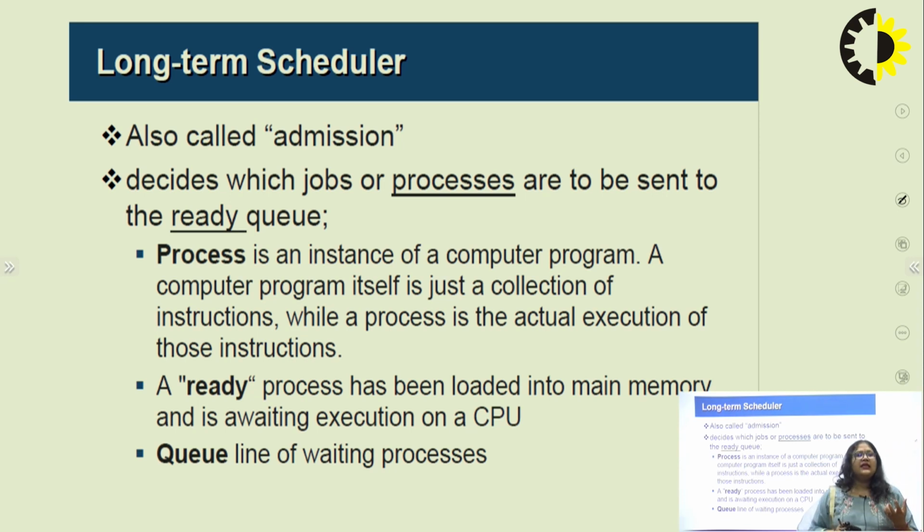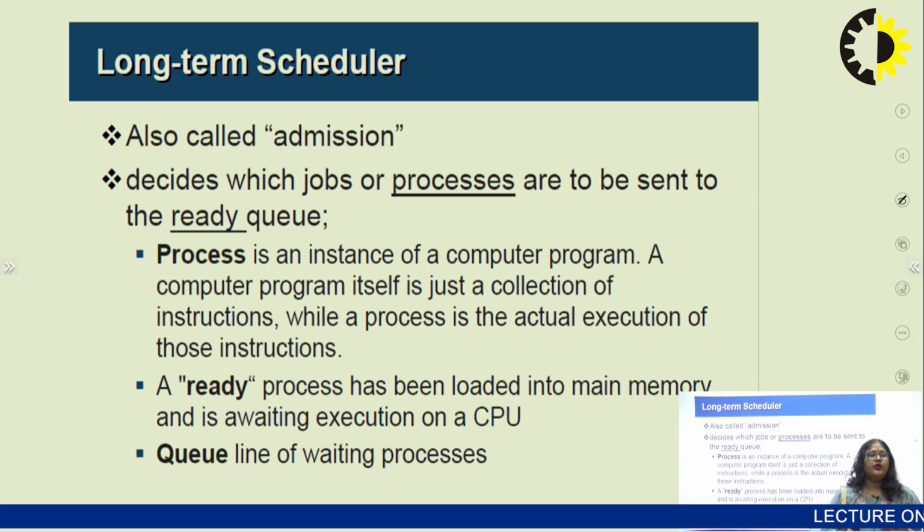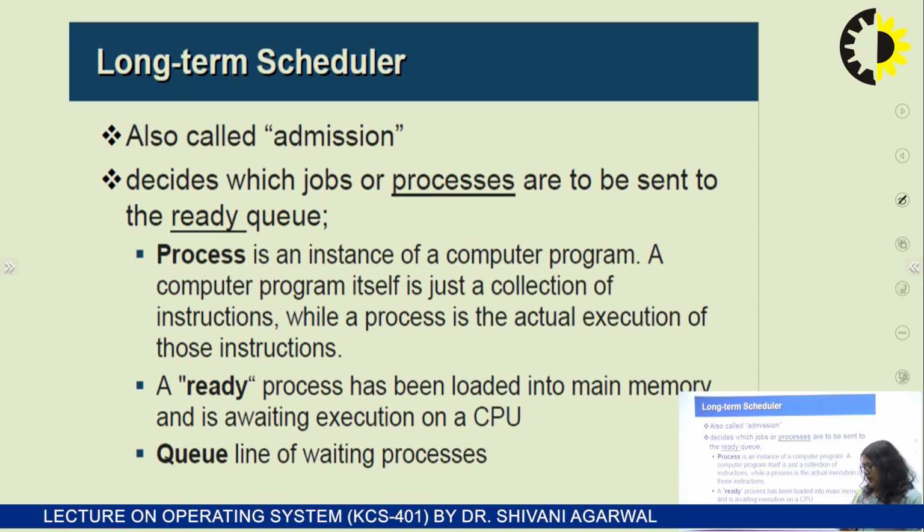A process is an instance of a computer program, which we already know, and a program is just a collection of instructions. A process is the actual execution of those instructions, so it is known as the active program. The ready queue has been loaded into the main memory and is waiting for execution on the CPU. So this is the long-term scheduler, how the process is admitted from the new state to the ready state.